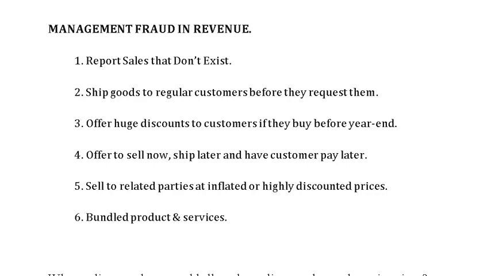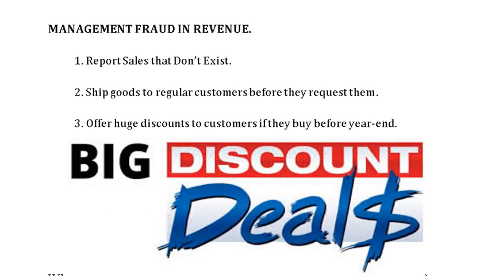Number three, offer huge discounts to customers if they buy before year end. Hopefully you're thinking, that doesn't sound like fraud, because companies have discounts all the time to try and generate revenue at a certain time of year. Yes, the problem with this one is if it is not disclosed to investors. If a company offers such huge discounts and it shifts sales from one year, speeds them up into an earlier year, that's fine to do.